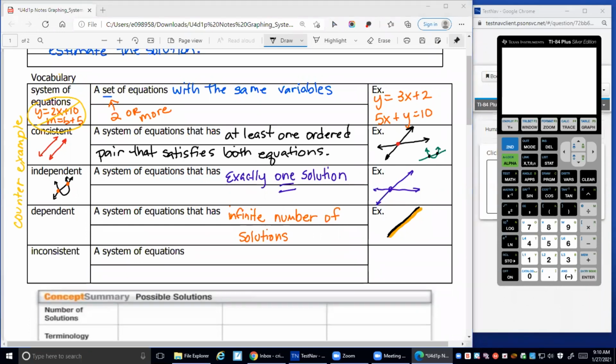All right, last one. Go ahead. And here we are, inconsistent. It's a system of equations with no ordered pairs that satisfy both equations.